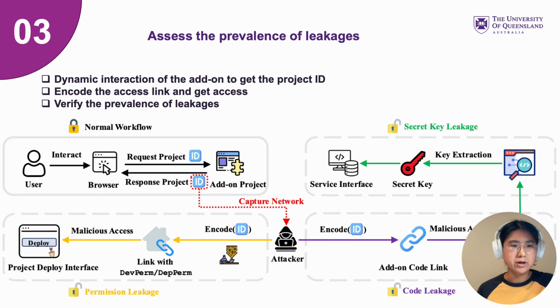And this is the overview of our attack. When the user interacts with the add-ons through their browser, the Google Workspace will transfer the add-on ID, and this ID can be captured by the attacker through network traffic analysis. Then he can further encode and recover the corresponding link used for the develop and deployment permission, and also the link used to access the add-on code. Then we further verify whether the interface, like the project deployment interface or the add-on code, is available to us, rather than returning the 404 unauthorized access.